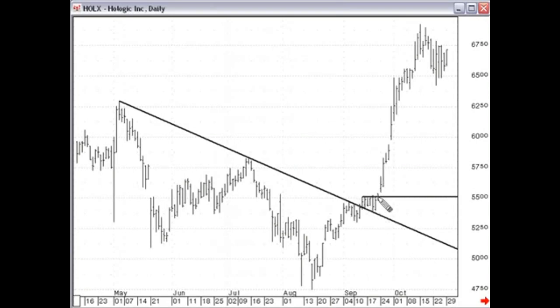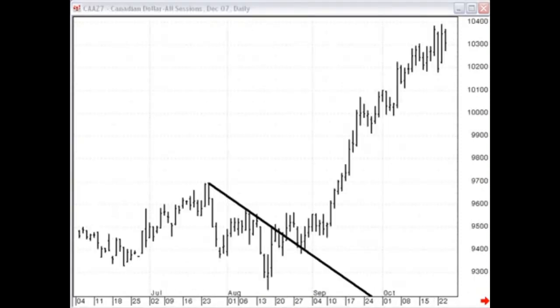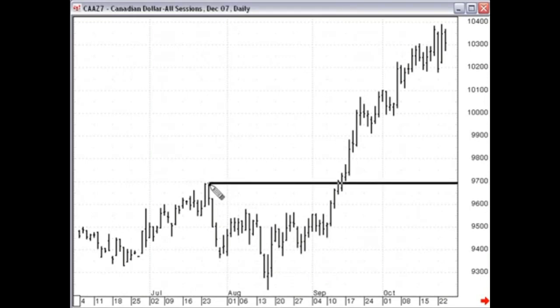So my buy orders are going to be above the extremes here, with my initial protective stop right here at the low. This worked out to be a very nice trade. Let me show you another example. And again, this is a single line retest. Here's a very simple trend line, one high to another high.